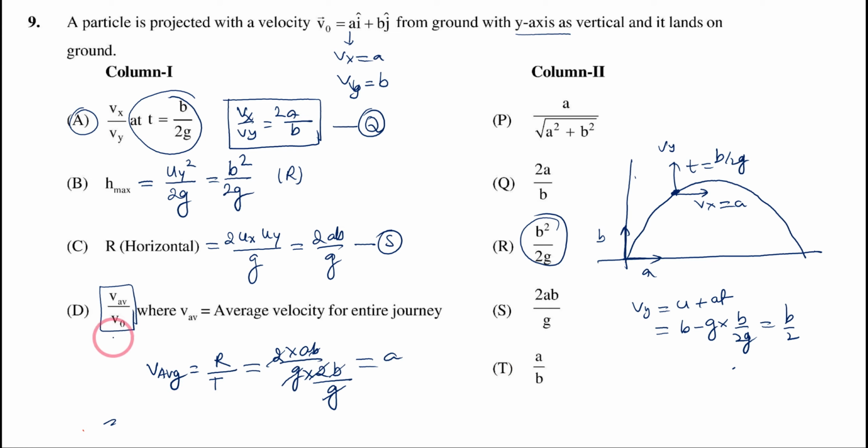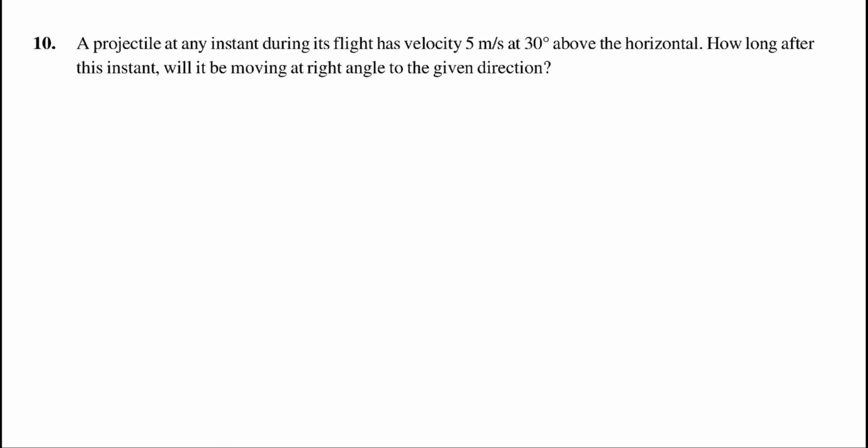Now we have to divide this by the initial velocity. So initial velocity is v naught, so we will have to divide it with root of a square plus b square. Now what is this matching with? This is matching with p. So this is our final answer for this.